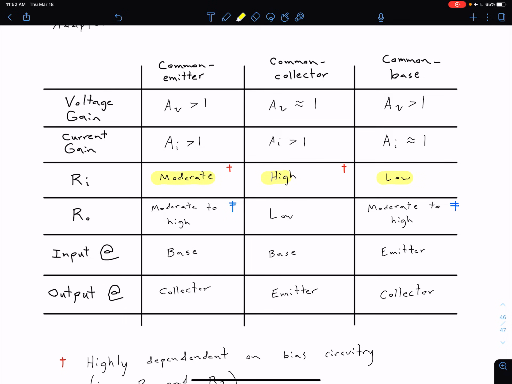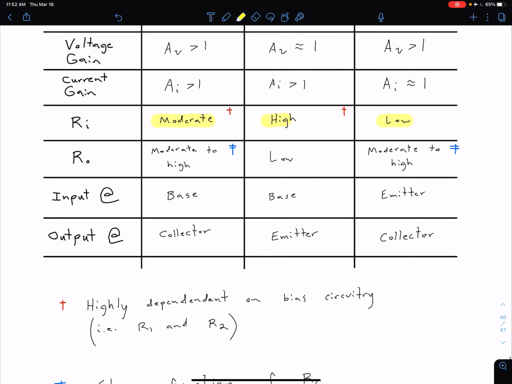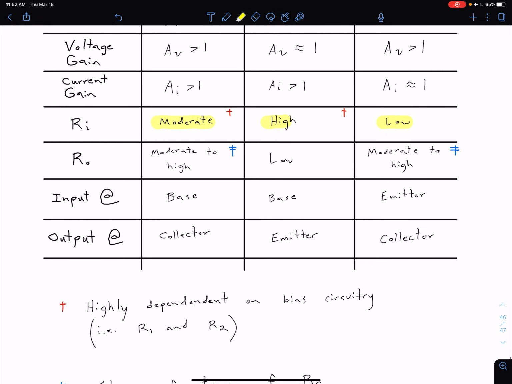We notice we have a little footnote for our common emitter and common collector, with this little footnote symbol here. What we see is that the input resistance of our common emitter and common collector is highly dependent on our bias circuitry. If we're talking about voltage divider biasing, then that input resistance is going to depend on our R1 and R2 values.